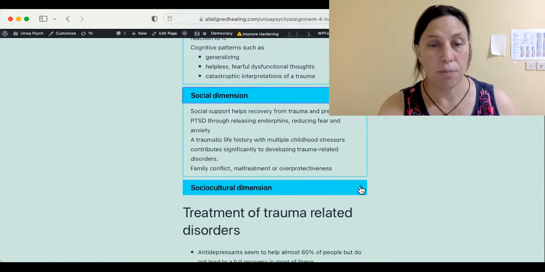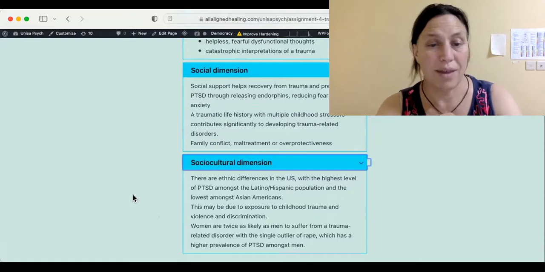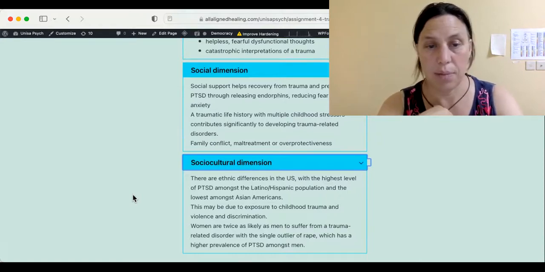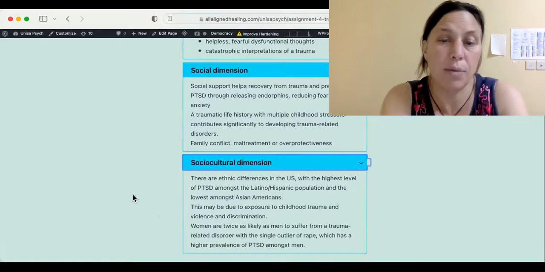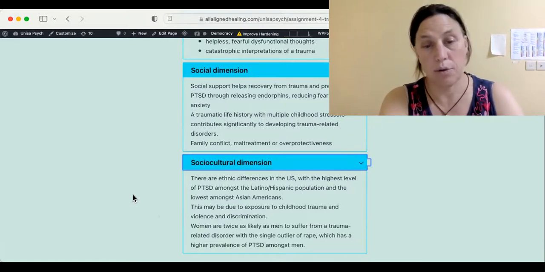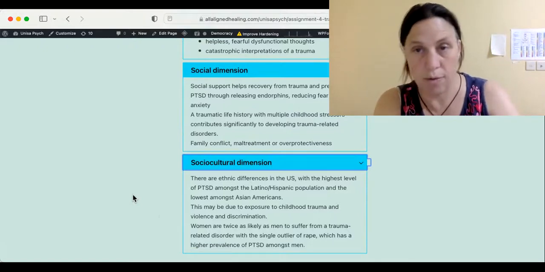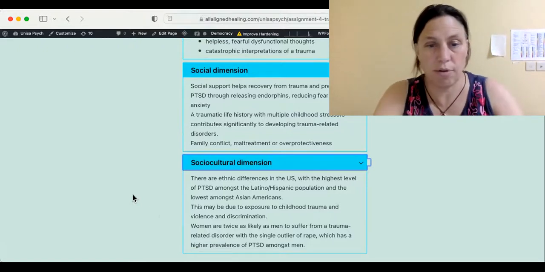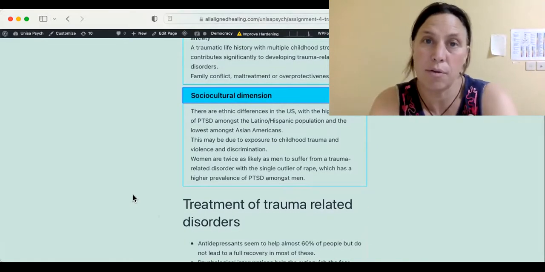Sociocultural dimension. Women are twice as likely as men, except in rape. Ethnic differences: highest amongst the Latino Hispanic population in America and lowest amongst Asian Americans. This is probably because of broader social conditions and discrimination, high levels of violence, broken families, migrants, etc.